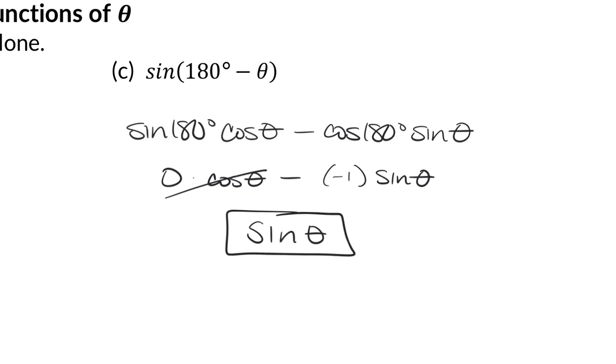If all of them were like this, because you have a negative, negative times negative is positive. So positive 1 times sine is just sine.